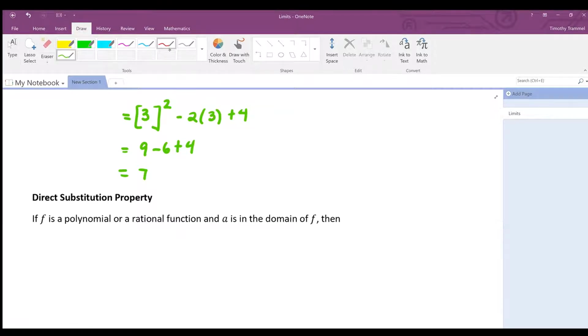And so to finish this off, if f is a polynomial or rational function and a is in the domain of f, then the limit as x approaches a of f of x is just equal to f of a. And again, right now this applies to polynomial and rational functions. And a rational function is just one that is a polynomial over a polynomial.